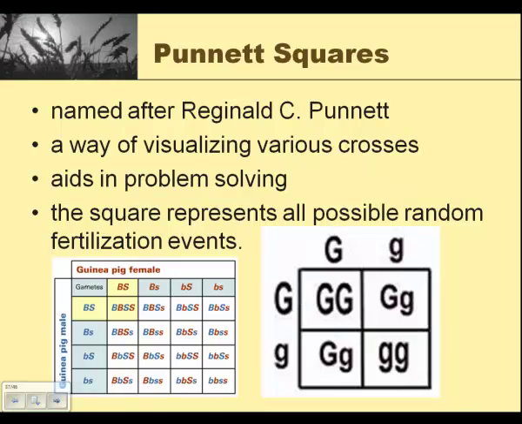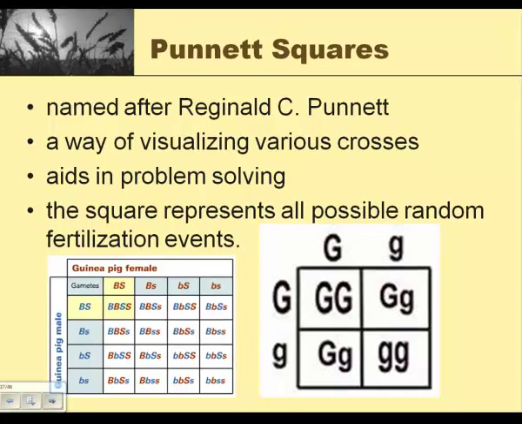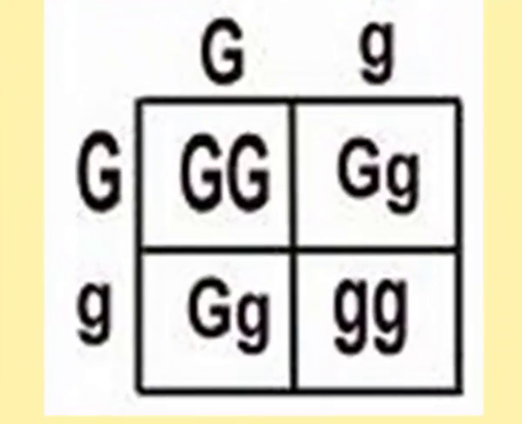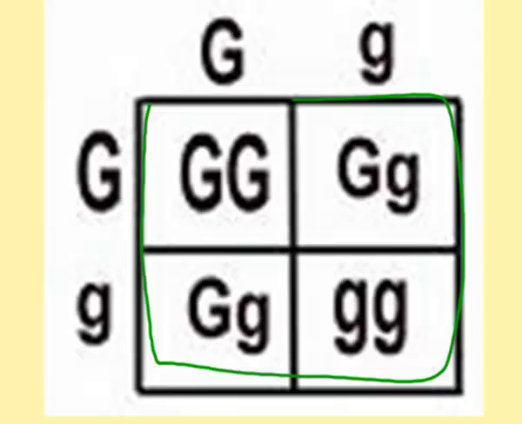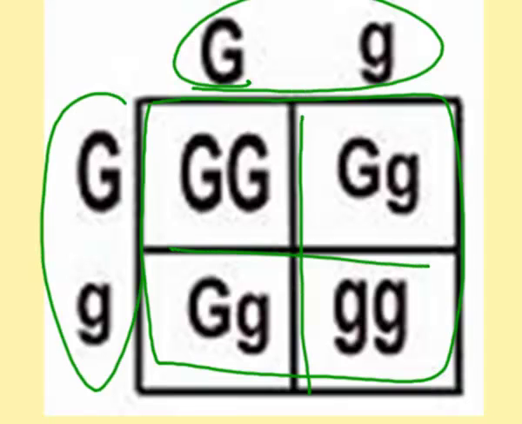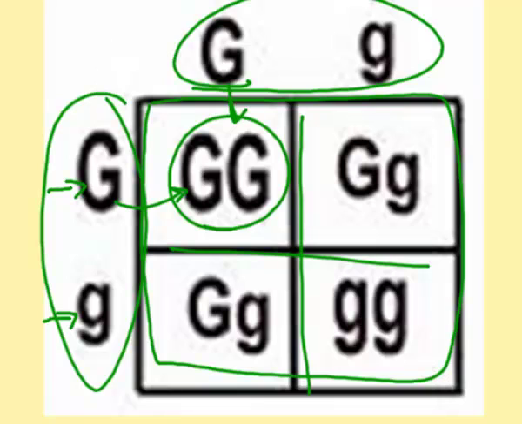Now, the Punnett square, originally developed by Reginald C. Punnett, was used as a way of visualizing various crosses, and it aids in problem solving. The square represents all of the possible combinations in the event. So these are essentially the parents, parent number 2. These are the possible gametes that they could give to their offspring. So if this parent contributes a big G, and this parent contributes a big G, the offspring will have that genotype.